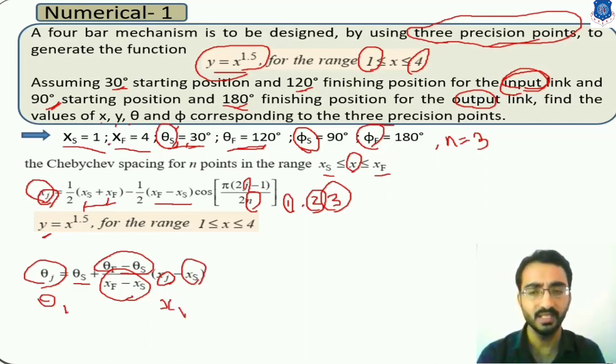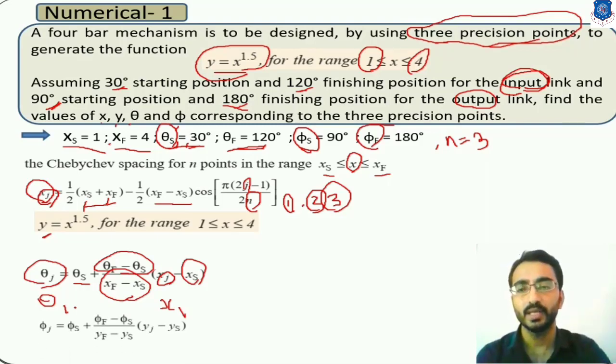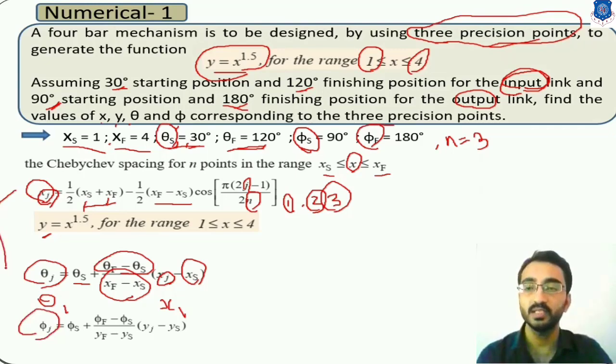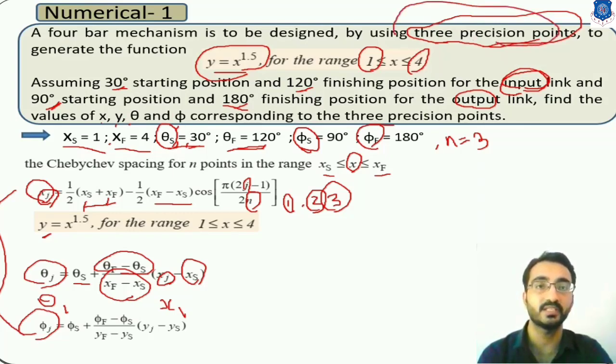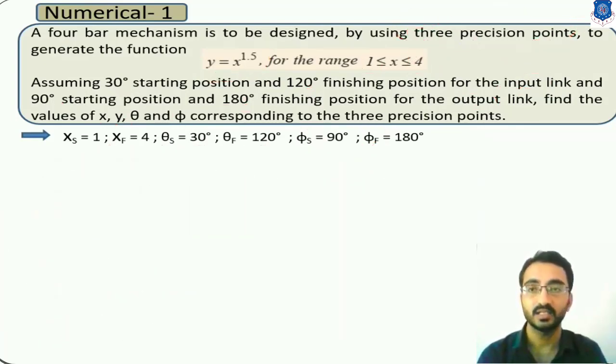The similar procedure will be followed to calculate the value of phi. So by using these 4 equations we will get different values of x, y, theta and phi for obtaining 3 different precision points. Okay, so let's start this numerical.